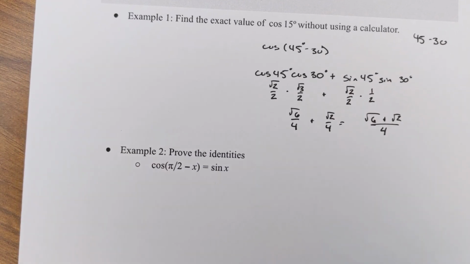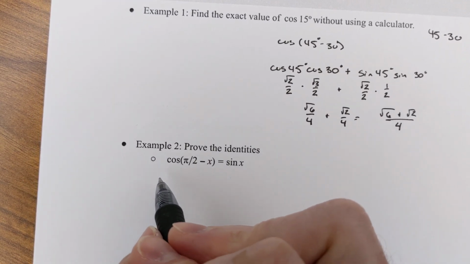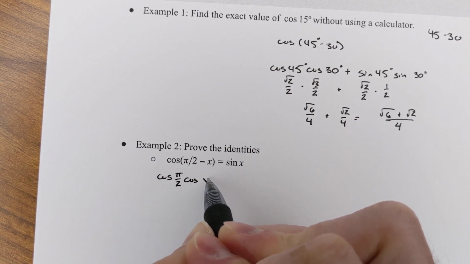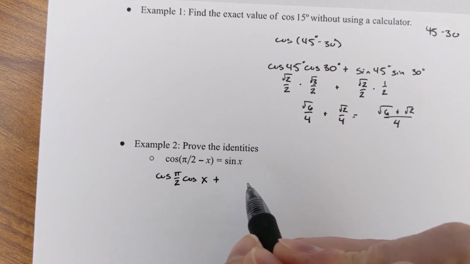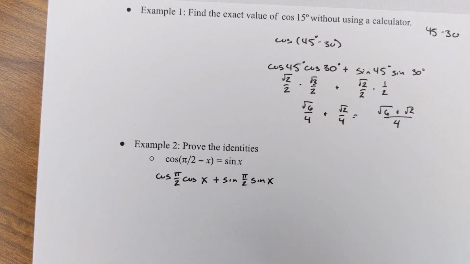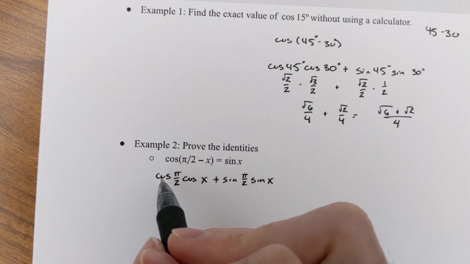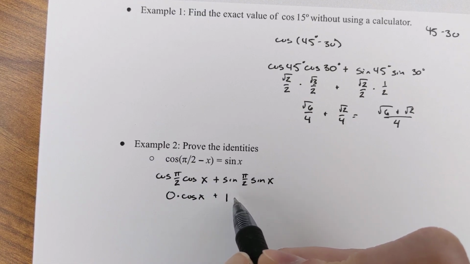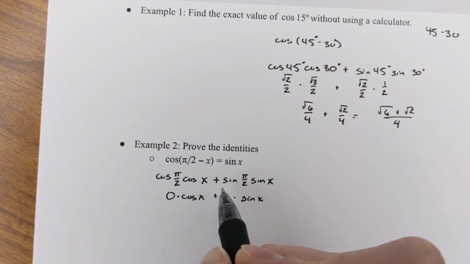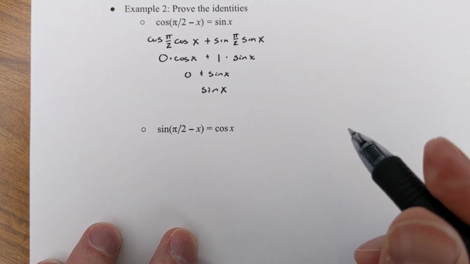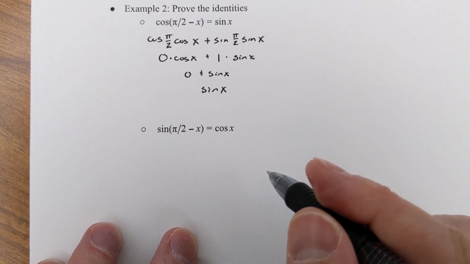All right, so prove the identities. We'll use the difference formula over here. So the cosine of the first, cosine of the second, reverse the sign, sine of the first, sine of the second. The cosine of pi over 2 is 0, so this becomes 0 times cosine x. The sine of pi over 2 is 1, so that's all 0, so 0 plus sine x gives me just sine x.